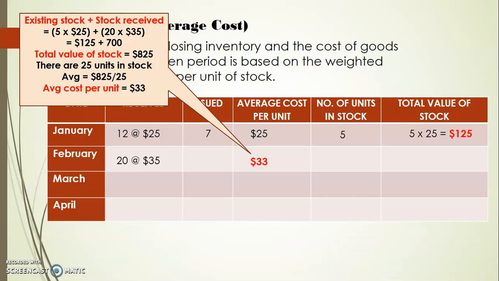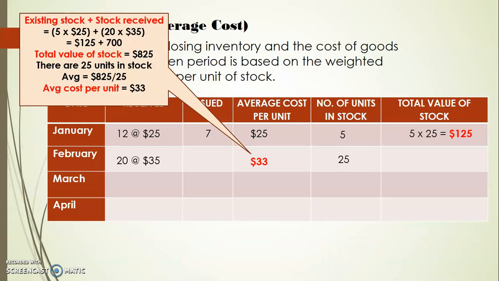5 by 25 would give us a figure of $125. To that we add $700, which is 20 reams at $35. The total value of stock, $825, is then divided by the number of units in stock. In this case, the number of units in stock is 25 units. We take 825, which is the total value of stock, and divide that by the number of units in stock, giving us the average cost per unit, which is $33.